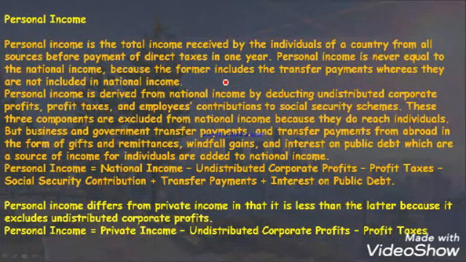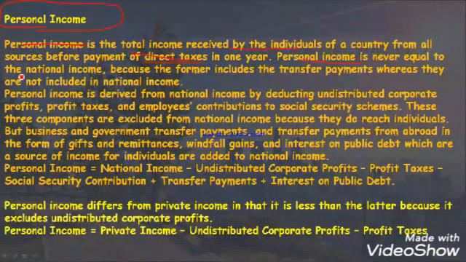Now let's talk about personal income. In private income, we saw that there are certain things from which income is earned which is lawful. I will even tell you the difference between personal and private income. First of all, let's understand what personal income is. Personal income is the total income received by the individuals of a country from all sources before payment of direct taxes in one year. What do I mean by direct taxes? Direct tax can include income tax.